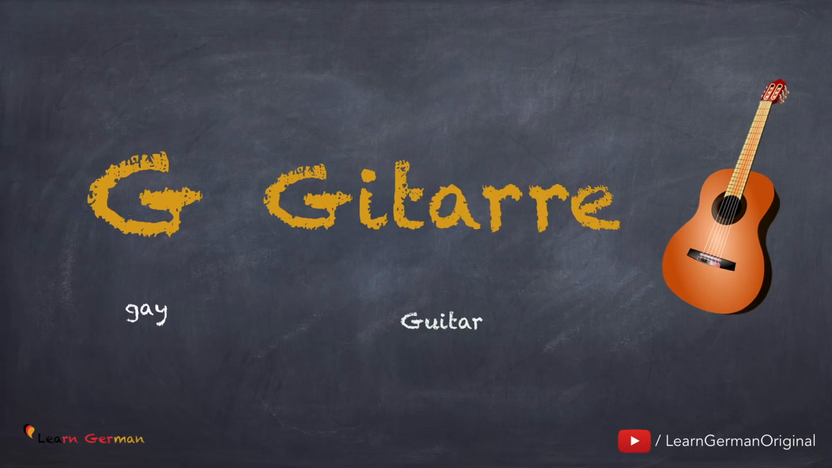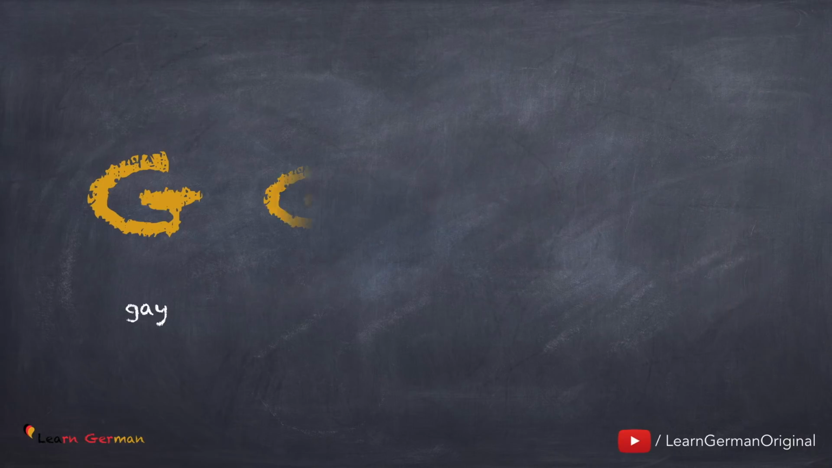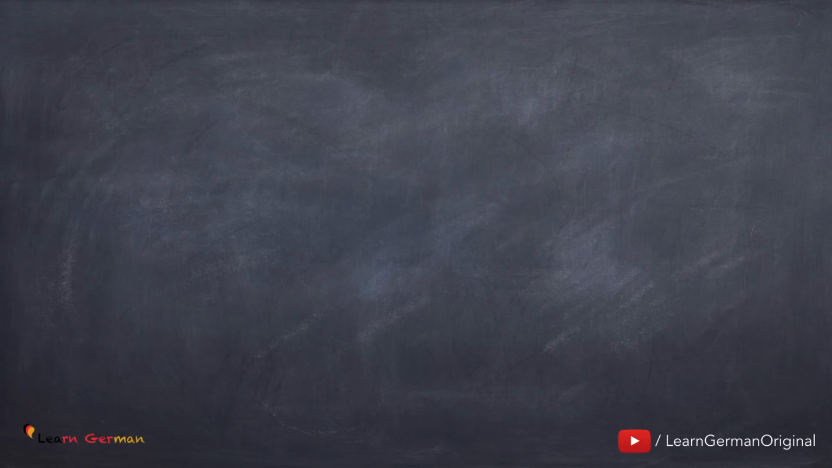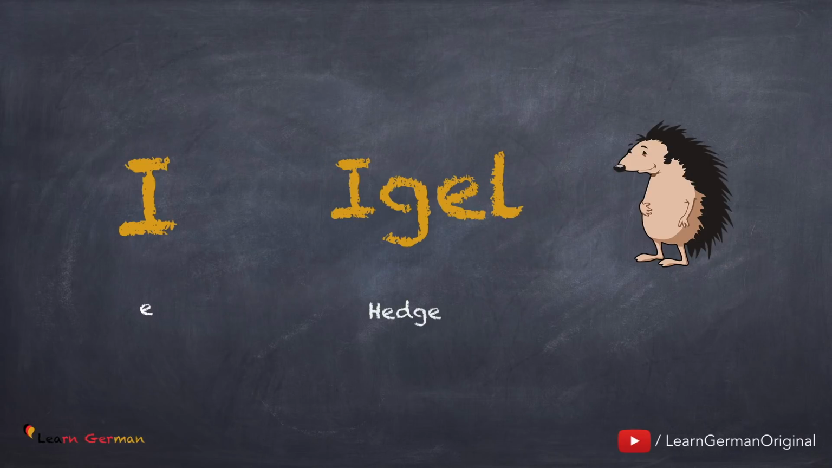G. Gitarre. H. Haus. Here also the pronunciation is the same as it would be in English. I. Igel.